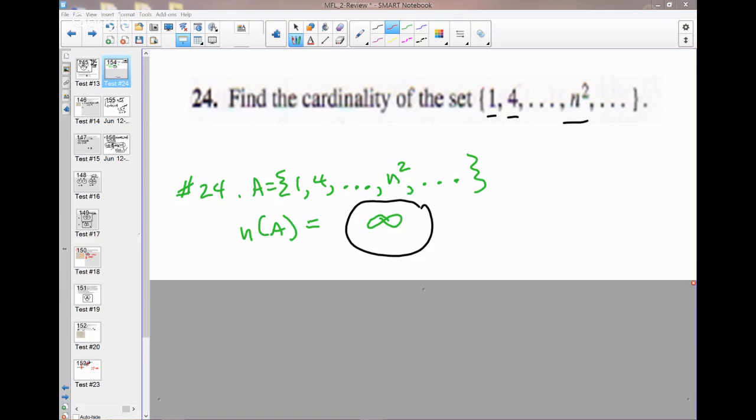Can we do number 15? Absolutely. Number 15. All right, that'll be next.